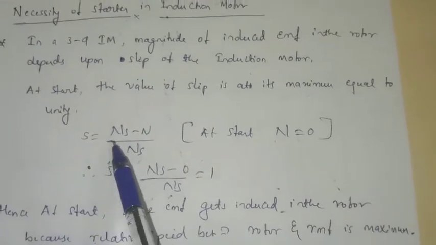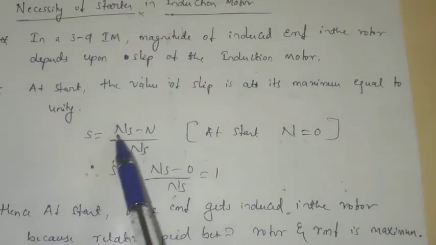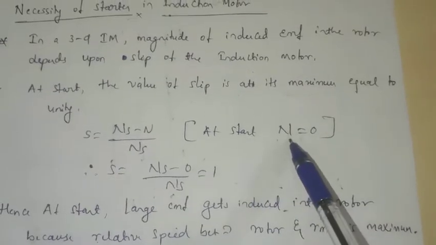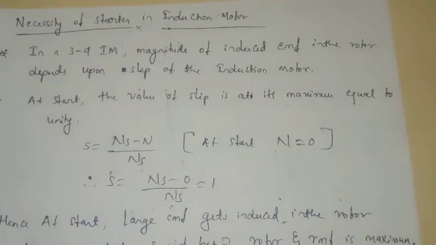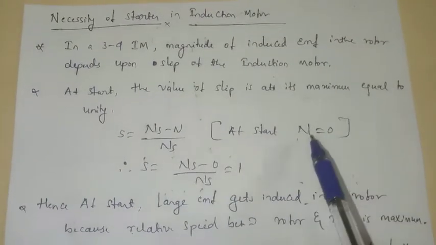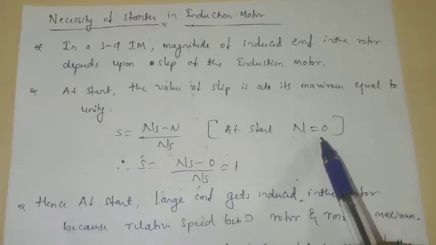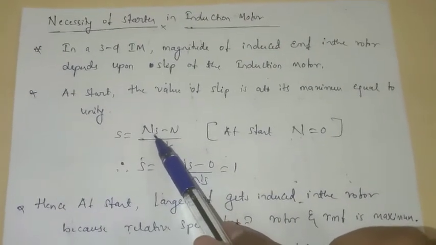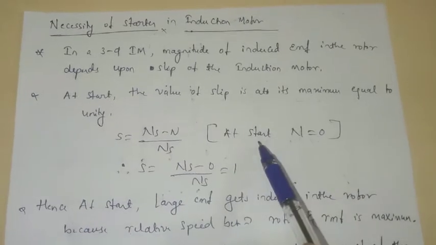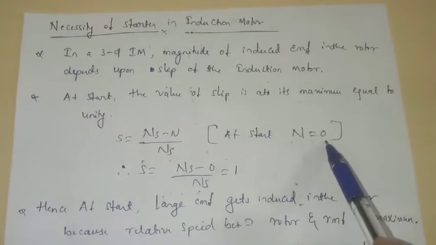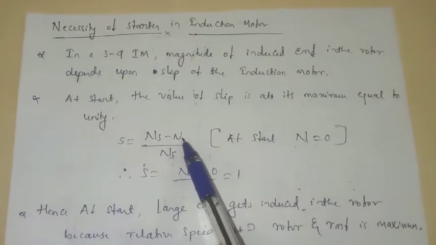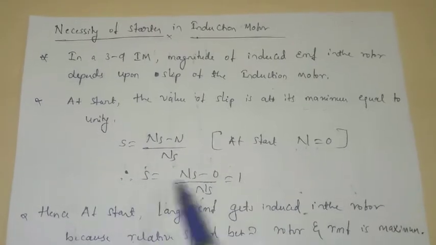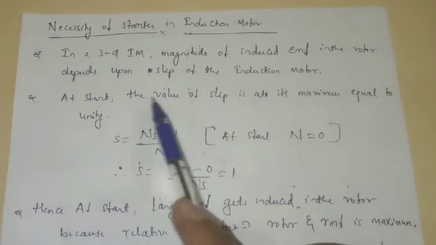Why? Because we know the slip equation is S equals (Ns minus N) by Ns. At starting condition, when the motor is not running, when the shaft is not running, N is equal to 0. That is the actual speed. Ns is the synchronous speed, that is the speed of the rotating magnetic field. At starting condition, theoretically N is equal to 0. If you substitute N equal to 0, Ns gets cancelled, so we get 1. That is, slip will be 1, unity, at starting condition.